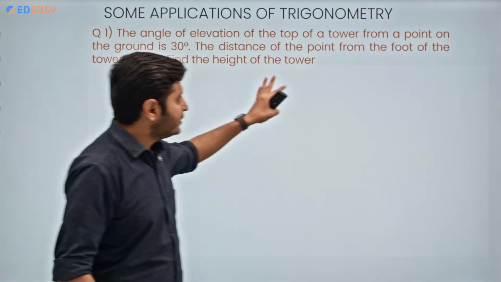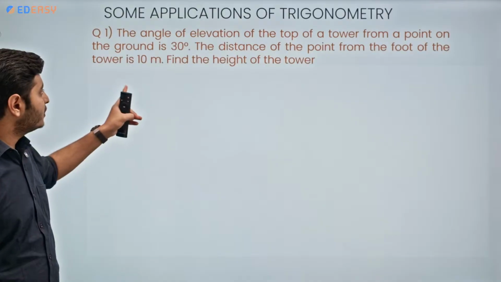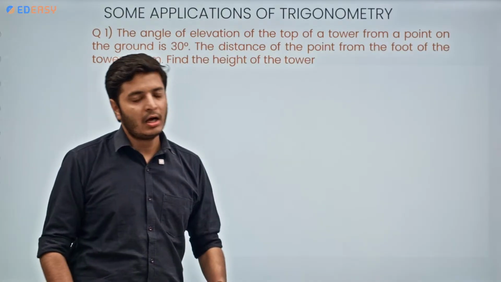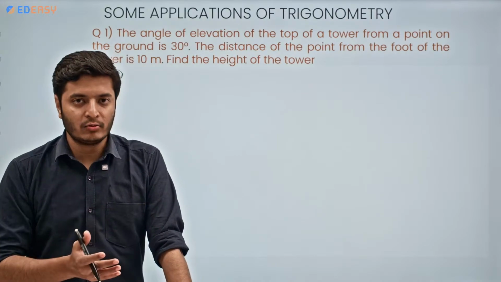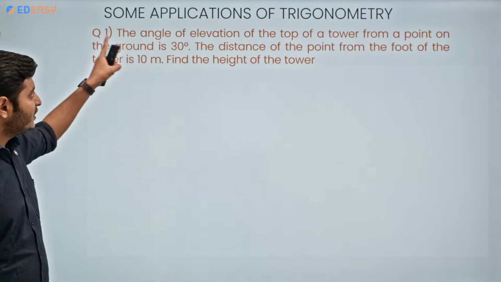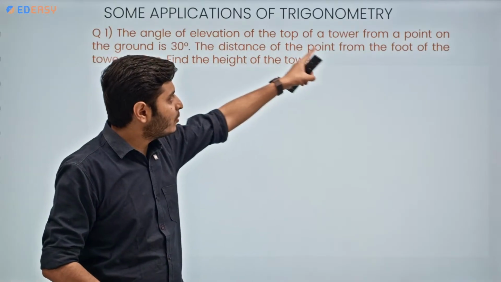The distance of the point from the foot of the tower is 10 meter. Find the height of the tower. So first we need to analyze the problem. What is given to us? The angle of elevation of the top of a tower.